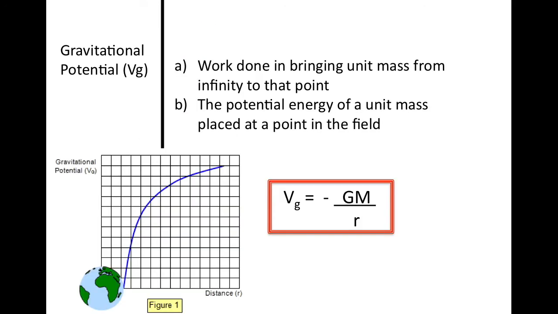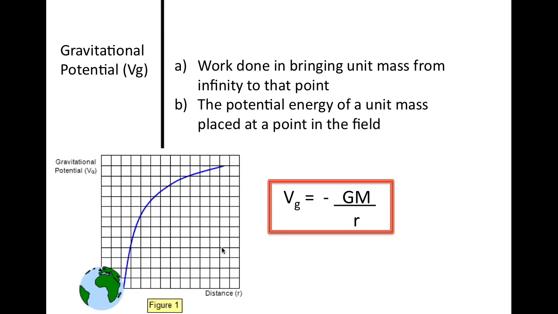The potential can also be found within a gravitational field. Gravitational potential is known as the work done in bringing a mass from infinity to that point. It can also mean the potential energy of a mass placed somewhere within the field. The variation of potential against distance r for a mass m is shown in figure 1 and is given by the equation V sub g equaling the negative G times m divided by r, where G is the gravitational constant, m is the mass, and r is the distance of the point mass.